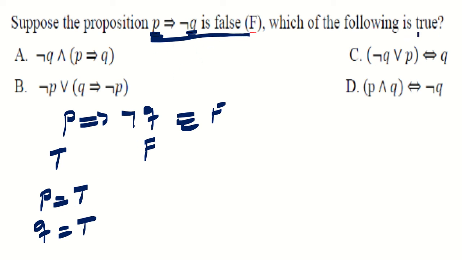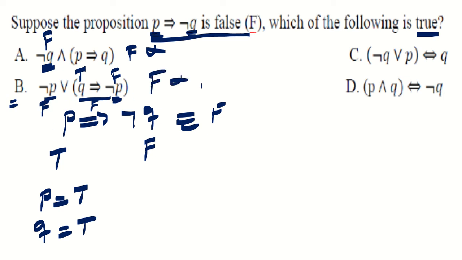So which one is true? Let's check. Now Q is true, means negation Q is false. False and whatever is false. So this one doesn't work. And again, let's get back to B. When you come back to B, Q is already true and this part is false. True implies false, this whole is false. And negation P is also false because P is true here. So false or false is false again. This one also doesn't work.